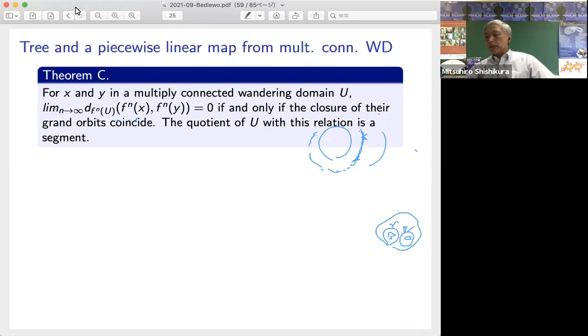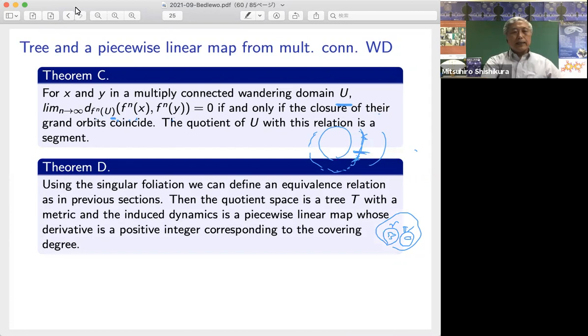So for this relation, if you take the quotient of one domain, it is a segment introduced by some distance relation I mentioned before. Then, with the singular foliation, we can define the tree as I defined for the rational map. It is a tree, we define the quotient space, and the induced dynamics is again a piecewise linear map whose derivative is a positive integer corresponding to the covering degree.